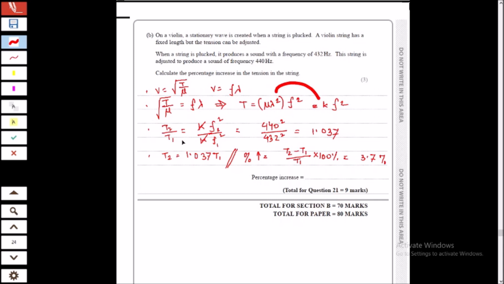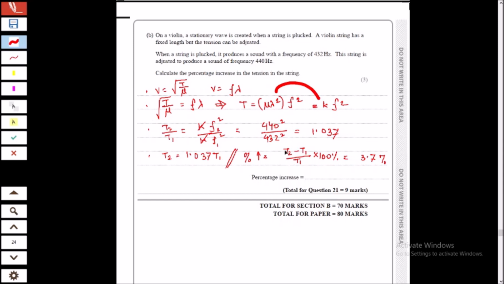Therefore T2 by T1 is K f2 square by K f1 square. The K's cancel out. Therefore, if you substitute the values of f2 and f1, that is 440 and 432, you can get the ratio of T2 to T1. That is the final tension divided by the initial tension is 1.037, which means T2 is equal to 1.037 T1.